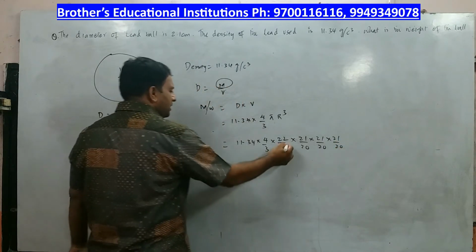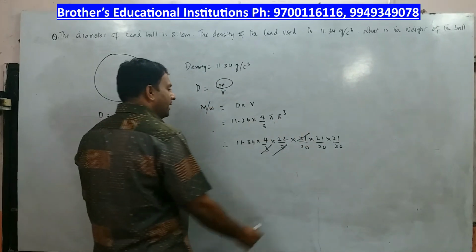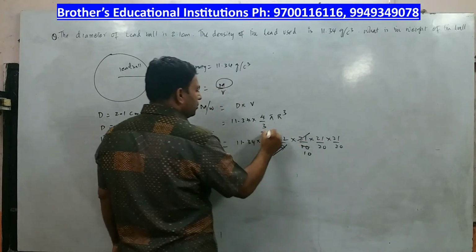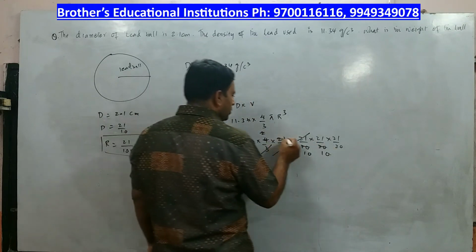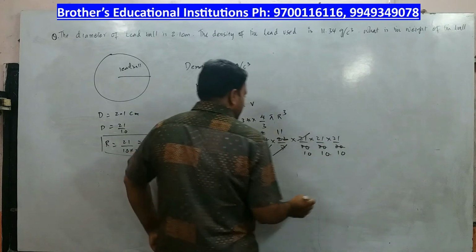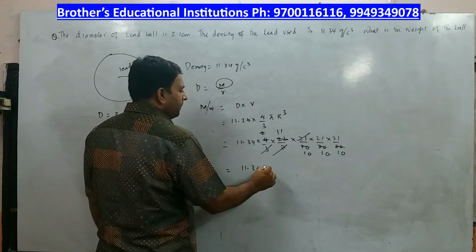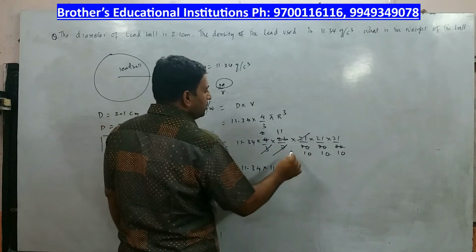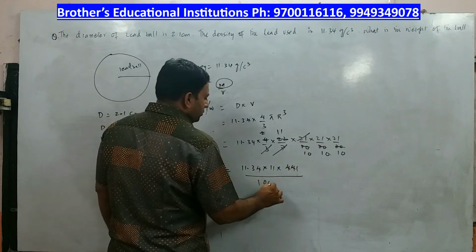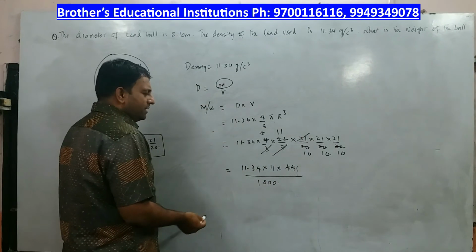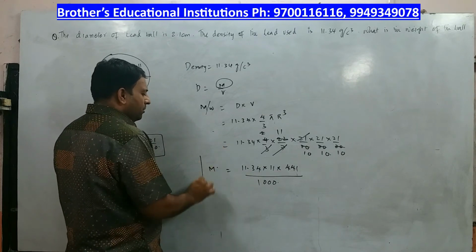Any cancellations? 7 threes are 21, 7 threes are 21, cancel. Further any cancellations? 2 tens are, 2 twos are, 2 ones are, 2 tens are. Further any cancellation? 2 11s are, 2 tens are. Now what are you left with? You are left with 11.34 into 11 into 21, 21s are 441 by 1, 2, 3, 4. You need to simplify this stuff. I am not simplifying, I am leaving it to you. Once you simplify, you are right.